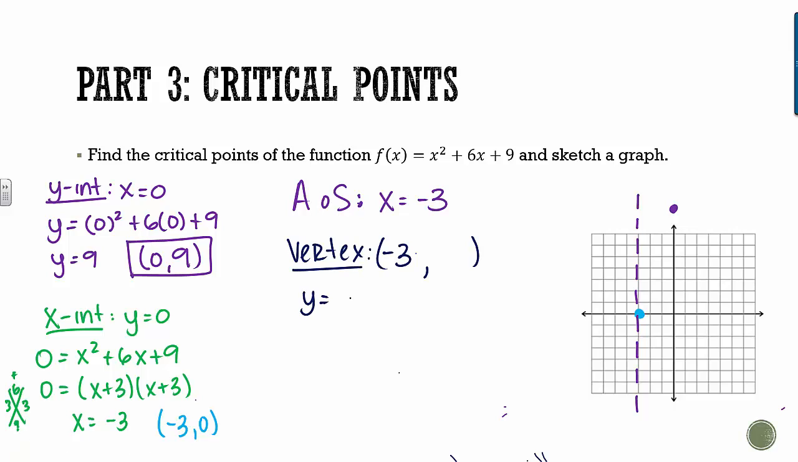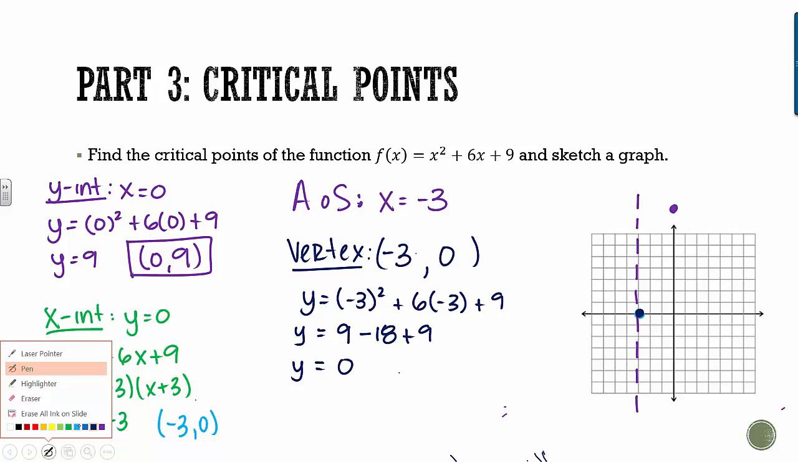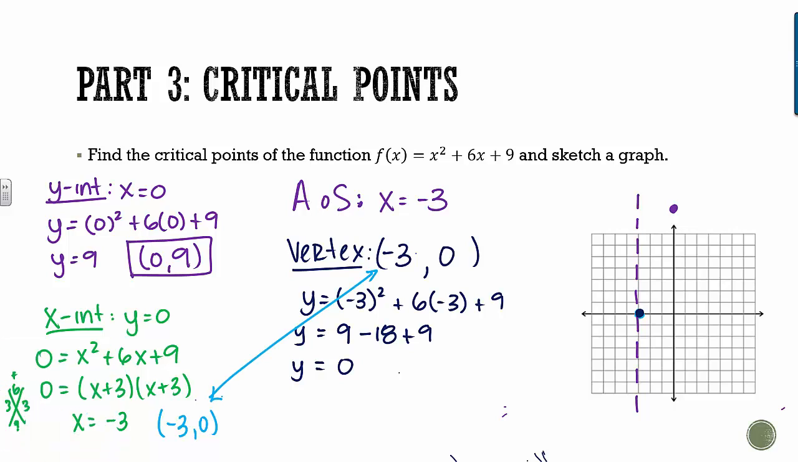So we get y equals -3 squared plus 6 times -3 plus 9. So this gives me positive 9. If I do 6 times -3, that gives me -18. Plus 9 more, this gives me 0. So my vertex is at -3, 0. Whenever you end up with only one x-intercept, your x-intercept and your vertex are always going to be the same point. Your line of symmetry, or your axis of symmetry, will also be on that point.